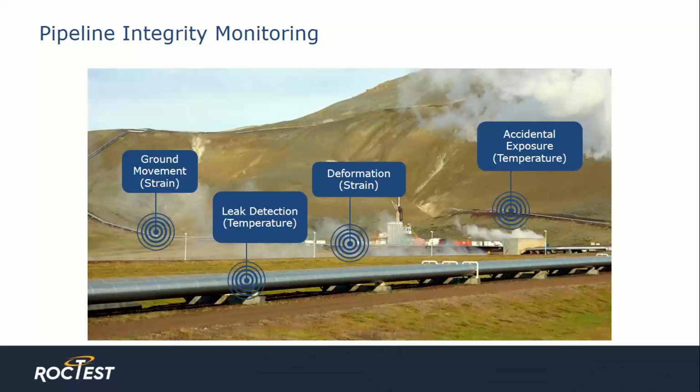Pipeline integrity is another example of long infrastructure monitoring. You can see two different uses of distributed technology here. The first is strain monitoring, as occurs with ground movements adjacent to the pipeline or in a settlement or heave scenario. The other use is temperature monitoring, when monitoring for leaks or in a situation where the pipe itself has been unearthed, exposing the pipeline to ambient air. In this instance, the temperature change is immediately reflected in the user interface and an alarm would be triggered.